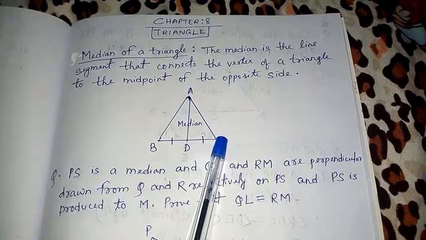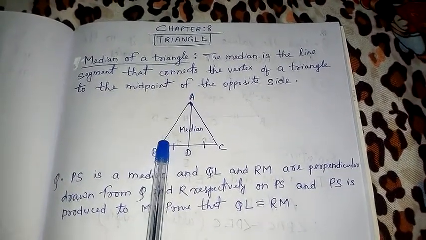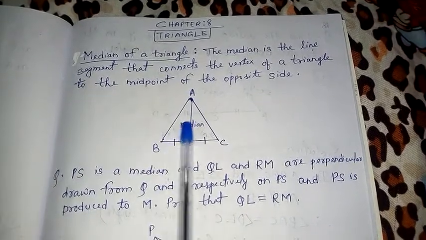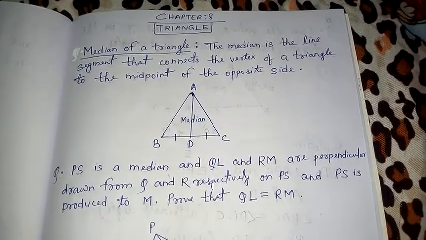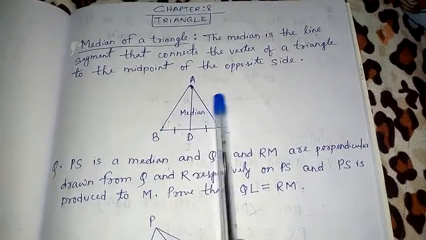Similarly, if I start from vertex C, it will divide the line AB equally, and if I start from the vertex B, it will divide the line segment AC equally. So I have made only one median, so there can be 3 medians in a triangle.